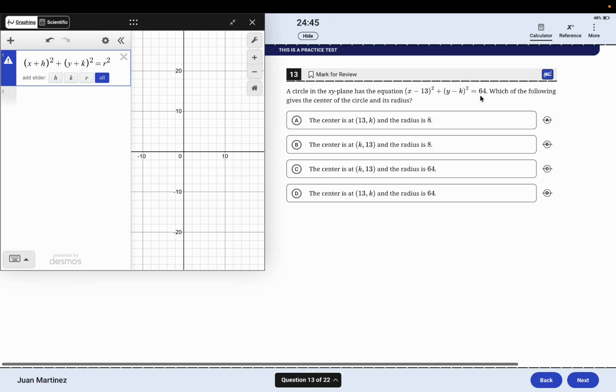And our radius here, you may think it's 64, but no, that's the number when it's fully squared. So what you have to do in this situation is just square root 64, which is just 8. So the center is 13k, and our radius is 8. So hopefully I explained that well enough.